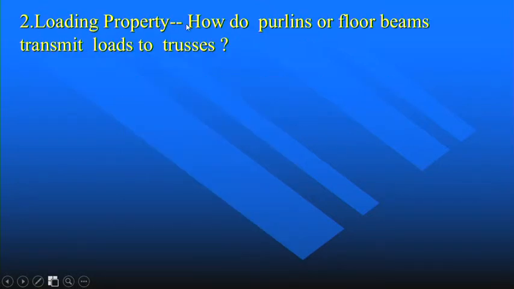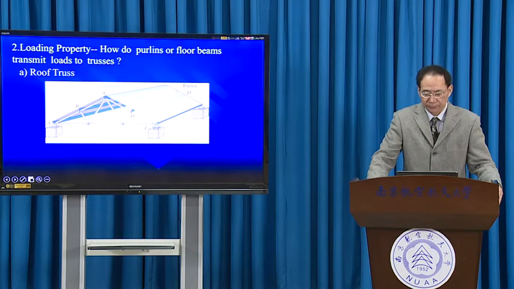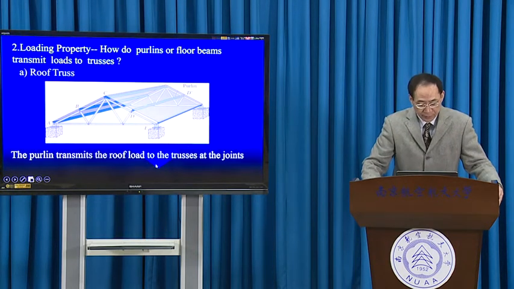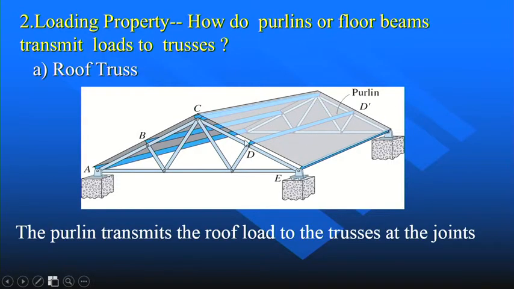2. Loading property. How do purlins or floor beams transmit loads to trusses? A. Roof truss. Here DD prime is a purlin. The purlin transmits the roof load to the trusses at joints. That means the purlin DD prime will transmit the roof load through D and D prime, these two joints.